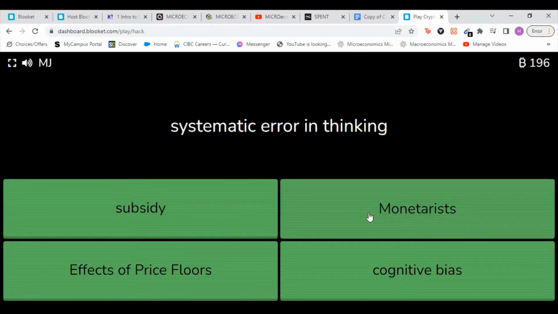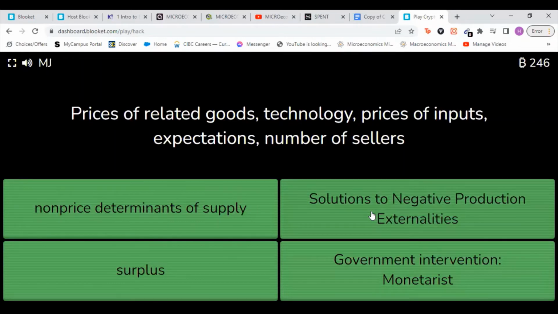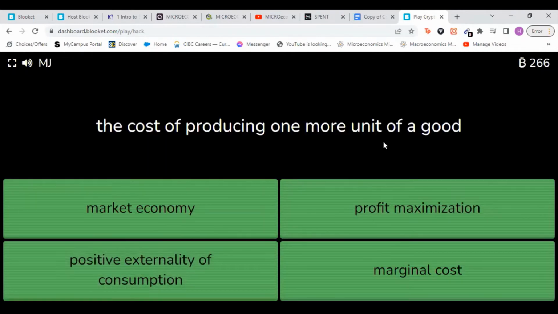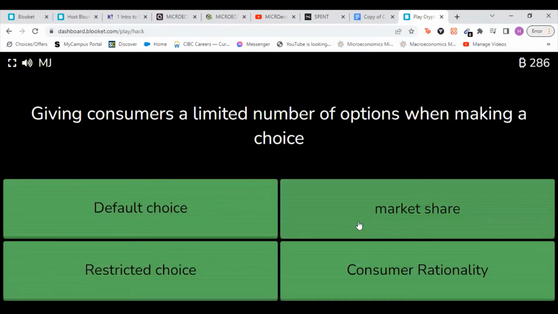Then systematic error in thinking. What's that called? Cognitive bias. Excellent. Then prices of related goods, technology, prices of inputs, expectations of sellers. Non-price determinants of supply. Then the cost of producing one more unit of a good. Marginal cost. Giving consumers a limited number of options when making a choice. Restricted choice.